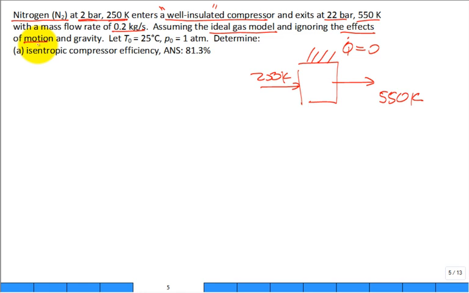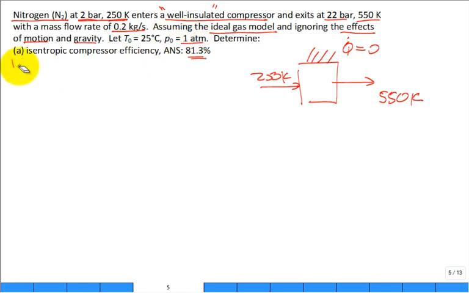What are they telling you there? Ignore the changes in kinetic energy. And ignore the effects of gravity. They ignore changes in potential energy. Let the dead state temperature and dead state pressure be given. Start the problem first. Calculate the isentropic compressor efficiency, and the answer is 81%. Now there's a part B and a part C, but I busted it. Let's just do part A first. We don't need the dead state information for part A.